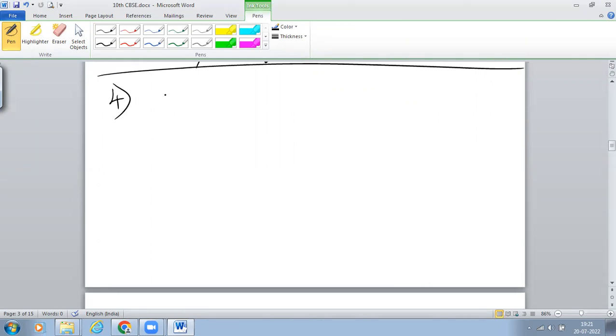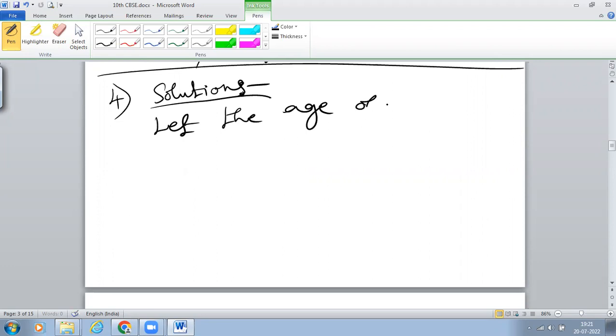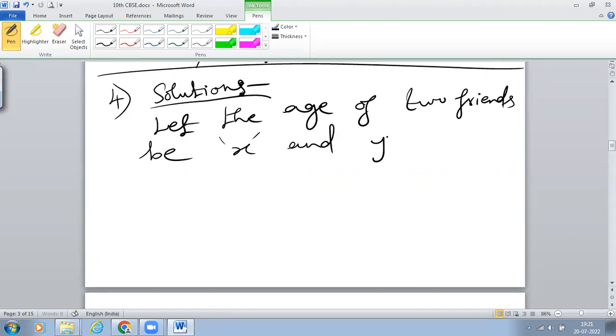Question number 4. The sum of the ages of two friends is 20 years. Listen carefully. The sum of the ages of two friends is 20 years. Let the age of two friends be, I can take the age of one friend as X and the age of another friend as Y. Let the ages of the two friends be X and Y respectively.